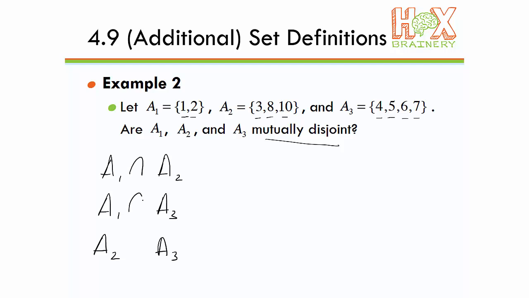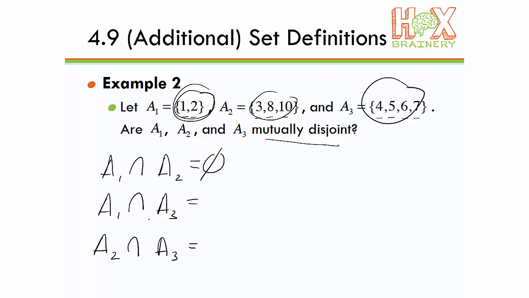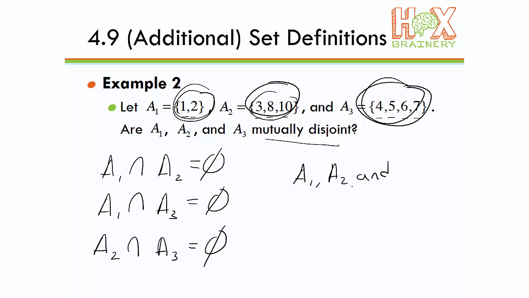Then if you do the intersection between those, these all have to be the empty set for them to be mutually disjoint. For the first one, A sub 1 intersection A sub 2, do these have anything in common? No. So their intersection is the empty set. If you take A sub 1 and A sub 3, does the intersection contain anything? No, that's empty. And if you take the last two, A sub 2 and A sub 3, do they have anything in common? No, so their intersection is the empty set. So since when you take any two of them, the intersection is the empty set, these are all mutually disjoint. So A sub 1, A sub 2, and A sub 3 are mutually disjoint.